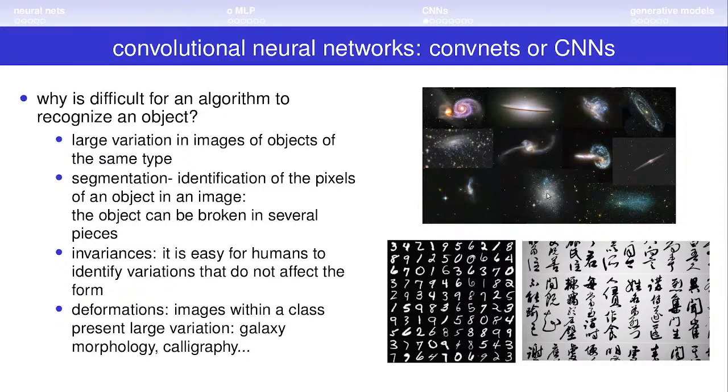Invariance. For us humans, it is easy to identify an object that is in a different position, or is inclined or rotated, etc., but not necessarily for an algorithm. And the deformations. For example, we have here many examples of handwritten digits, and you can see how different the same digit can be.